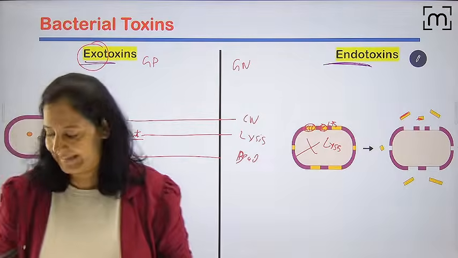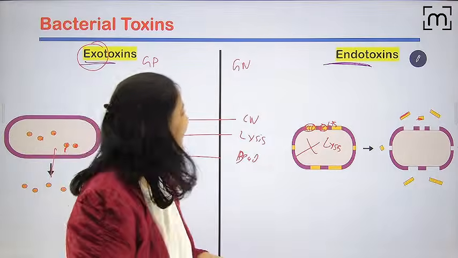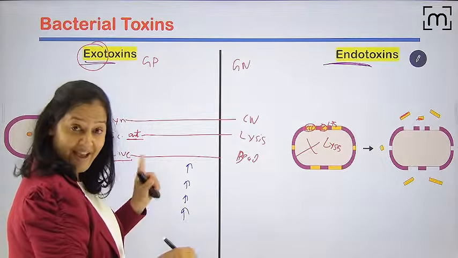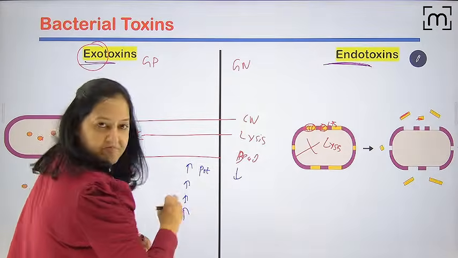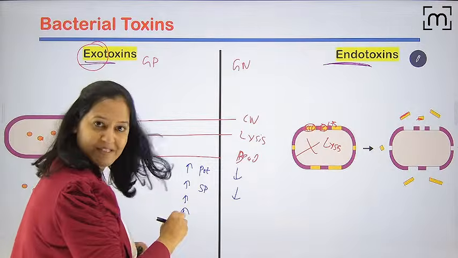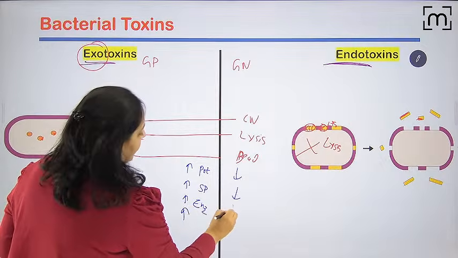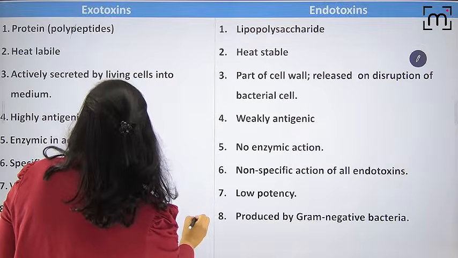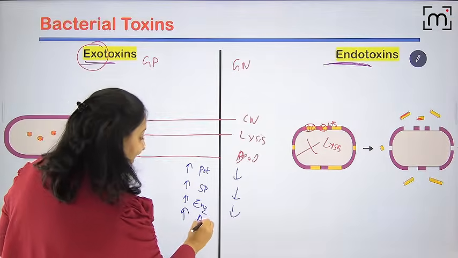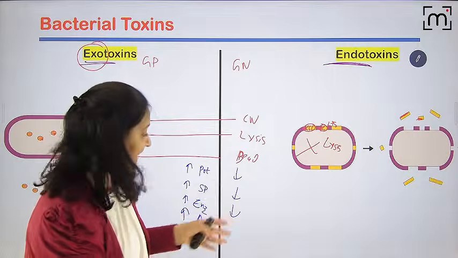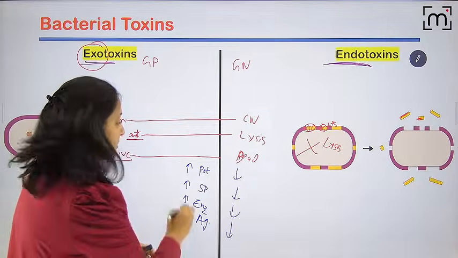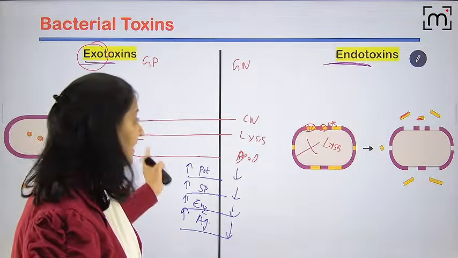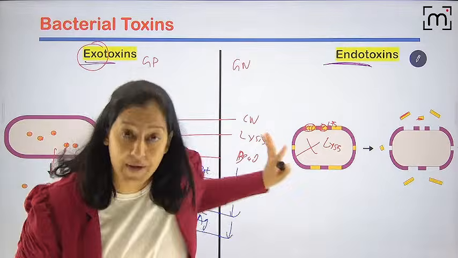Now, the next thing, please mind it. There are 4 things which are more in exo. The exotoxins are more potent, the endo are less potent. The exo are more specific, endo are less specific. Exo are more enzymatic, endo are less enzymatic. Exo are more antigenic in nature. They form more antibodies in humans, while endo form fewer antibodies. So these four properties, potency, specificity, enzymicity, and antigenicity, are more in exo and less in endo. First you have to learn that.